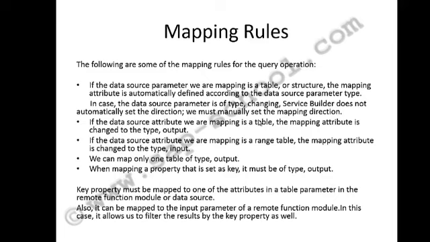When mapping a property that is set as key, it must be of type output. So the key property must be mapped to one of the attributes in the table parameter in the remote function module or the data source. Also it can be mapped to the input parameter of a remote function module. In this case it allows us to filter the results by the key property as well. These are a few of the mapping rules which apply to my query operation.